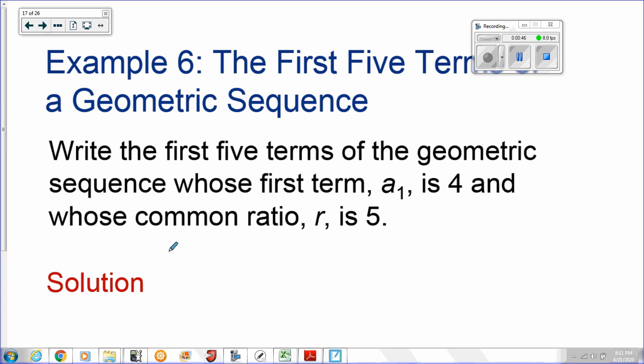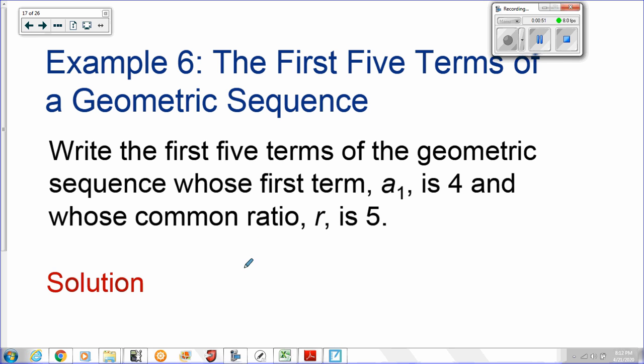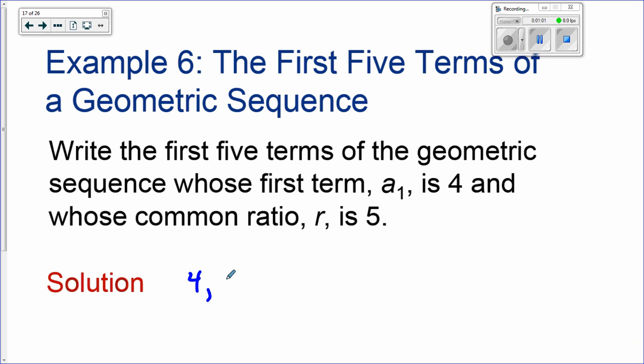Okay, so this one says, list the first 5 terms of a geometric sequence, if the first one is 4 and the common ratio is 5. So this is going to be 4. Now I'm going to multiply by 5. So I'm going to have 20, 100, 500, 2,500. That would be my first 5 terms. Okay, so now instead of adding, you can tell quickly by looking at it that it's geometric as opposed to arithmetic.